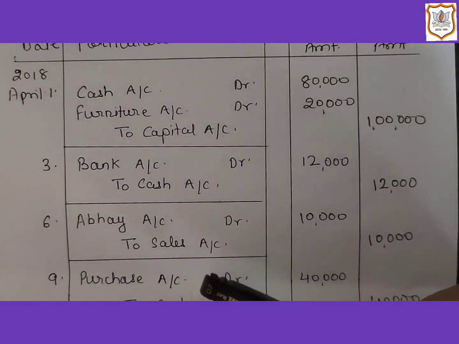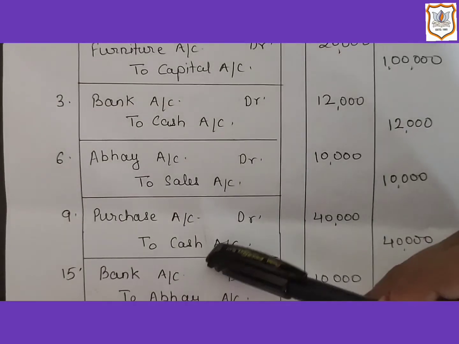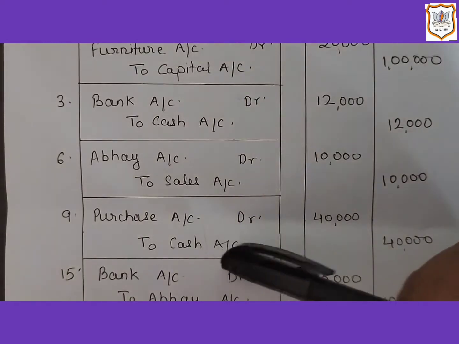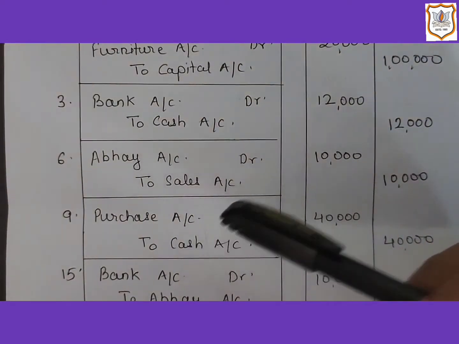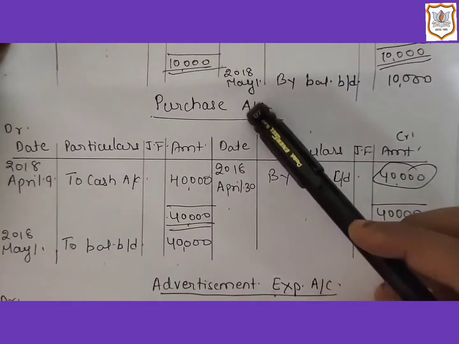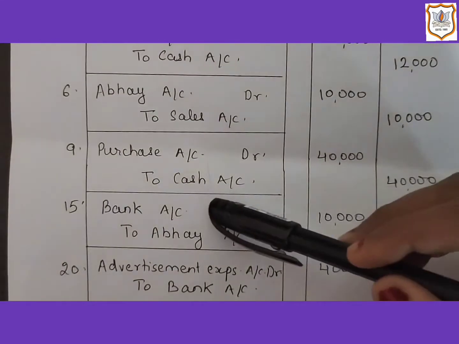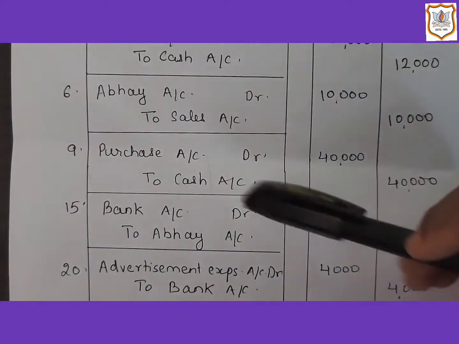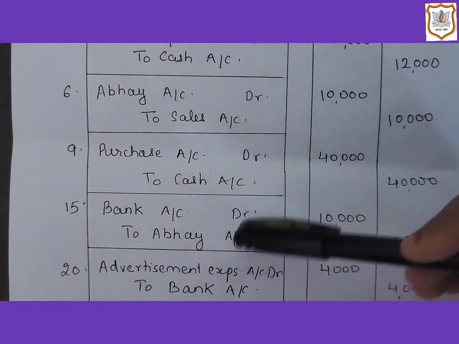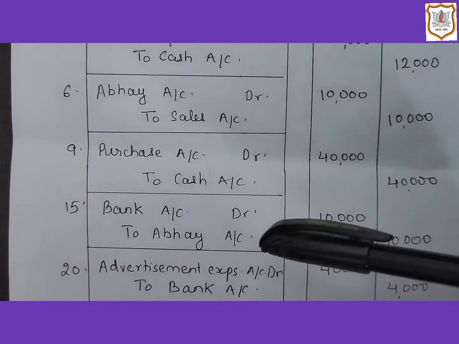Then purchase account and cash account are affected. Cash account we have already prepared. So here we will prepare purchase account. Then bank account and Abhay account are affected. Both these accounts we have already prepared, so we will not repeat them.